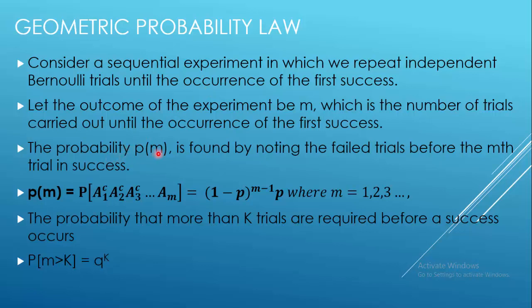So the probability Pm is found by noting the failed trials before the mth trial. What is the formula for that? Very simple: (1 minus p), which is of course in this case the failure, raised to the power m minus 1, multiplied by p. The probability that more than k trials are required before a success occurs is P(m greater than k) is equal to the failure q raised to the power k.